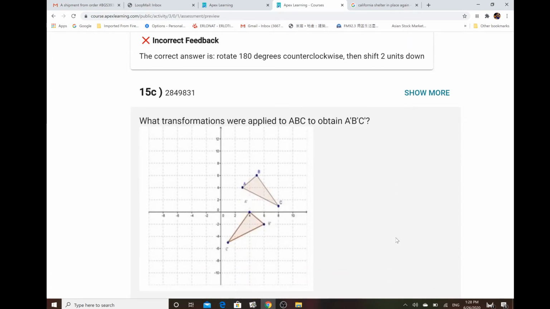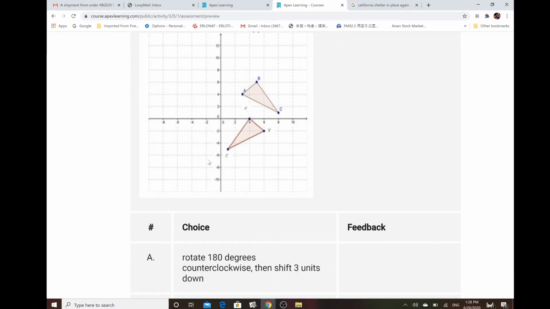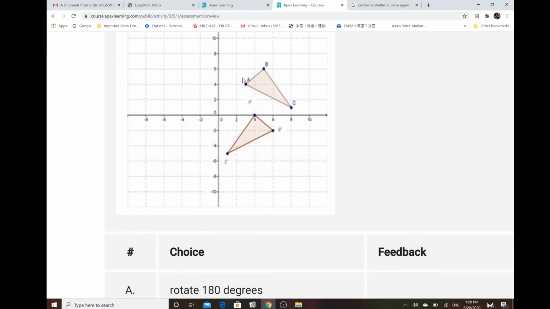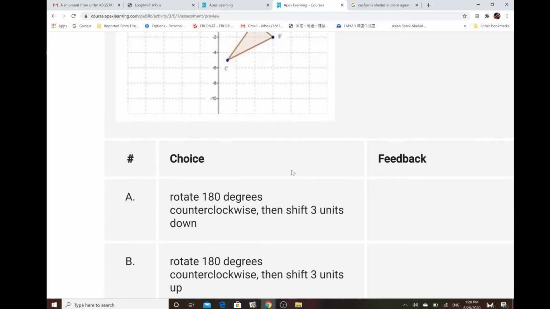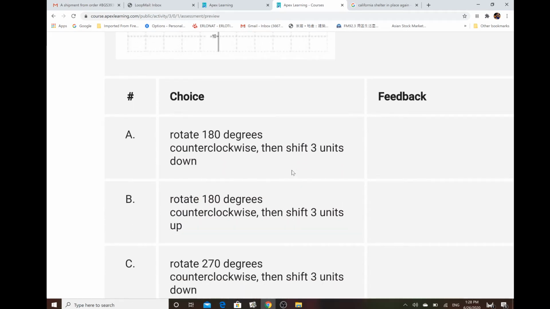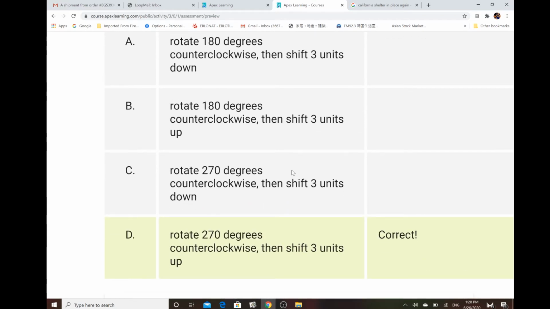And what transformation will apply to ABC to obtain triangle A prime, B prime, C prime? So again, here are the triangles, the original one, and then after the transformation, here's what we got for A prime, B prime, C prime. Again, this one has something to do with the rotation and also the translation. So it rotates 270 degrees counterclockwise, and then shifts 3 units up.